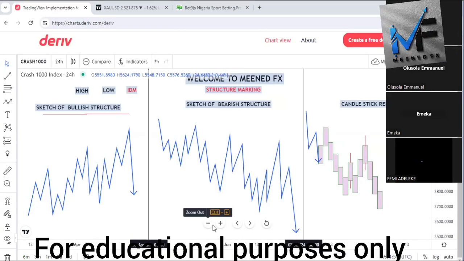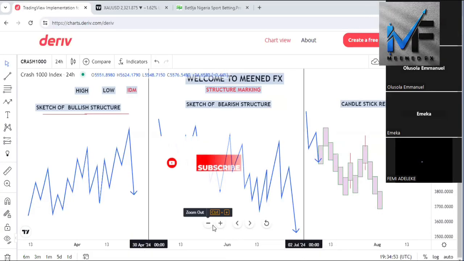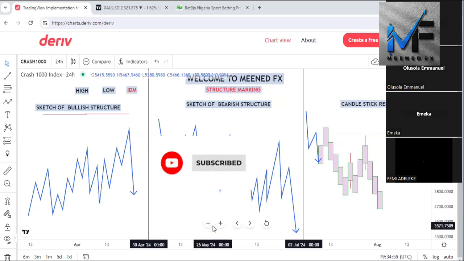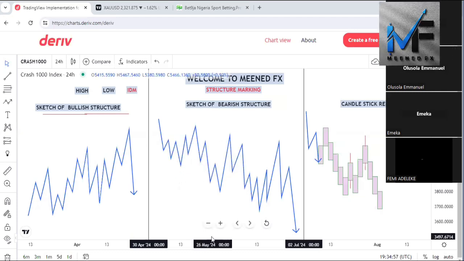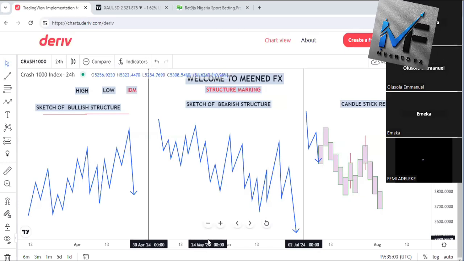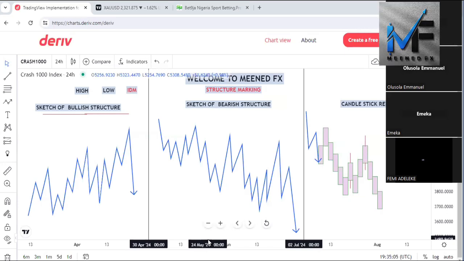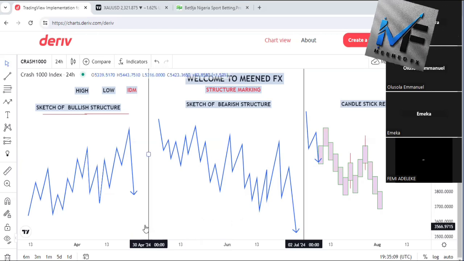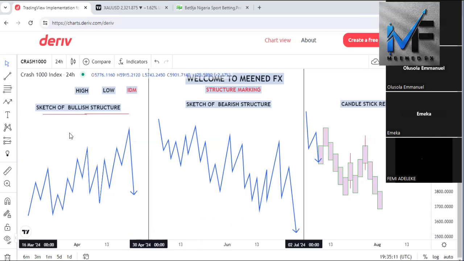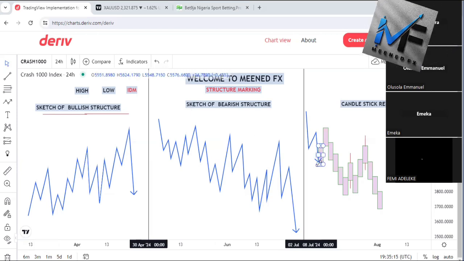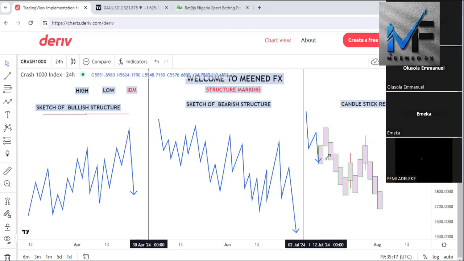The sketches are always very easy to get around with, but then when you get to the chart, it becomes more confusing, and you find it difficult to find it. All right, but that's my job. I want to make it a little bit simple for you to find. So this is a bullish scenario, a bearish scenario, and a candlestick representation of a bearish scenario. This is just a bearish scenario I put on the screen.